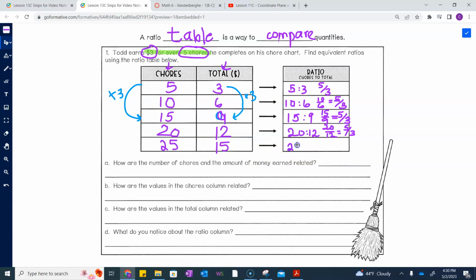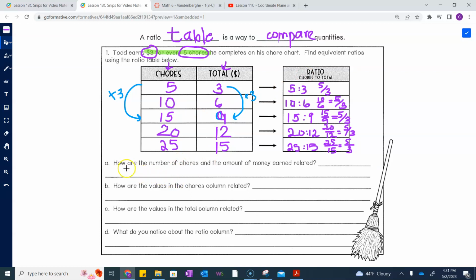Finally, 25 to 15. 5 is the GCF of 25 and 15. So I'm going to write that as a fraction just to see it both ways. And if I reduce that fraction, 5 goes into 25 5 times and 5 goes into 15 3 times, and all of these come out exactly the same. They are equivalent ratios. And again, we put them in a table to just organize the two categories, and it'll help us to make these comparisons.